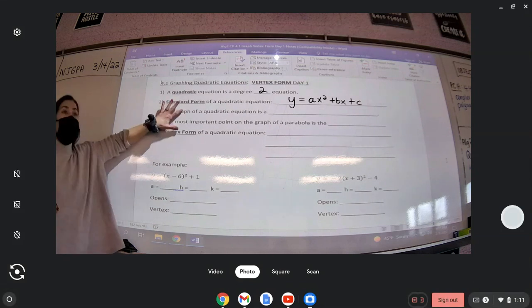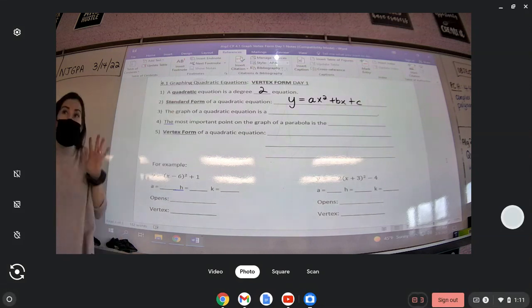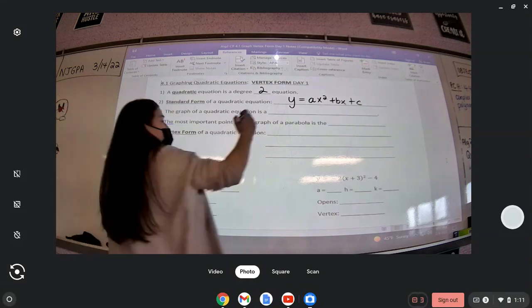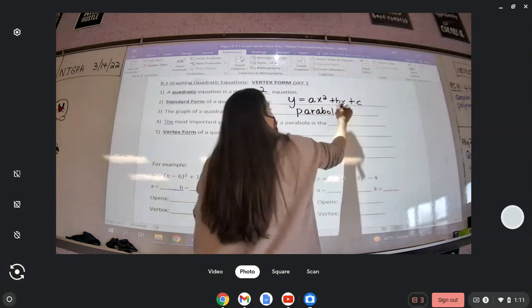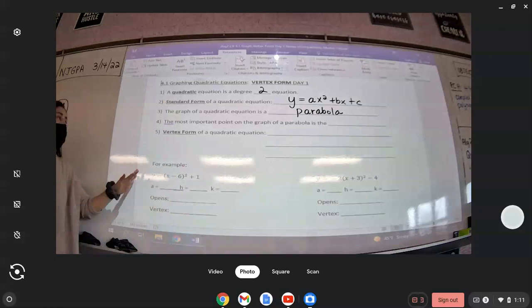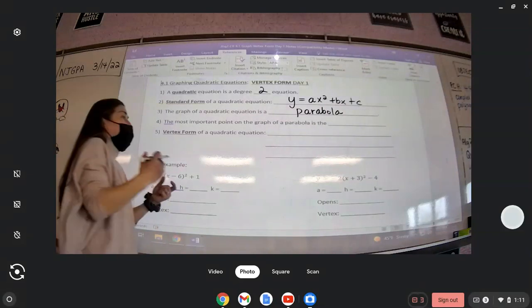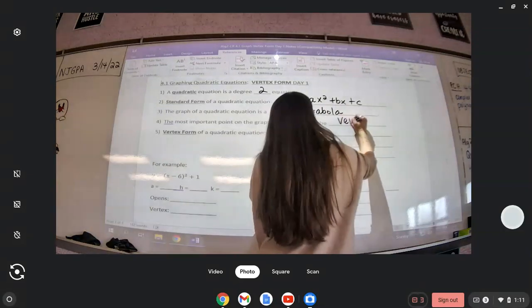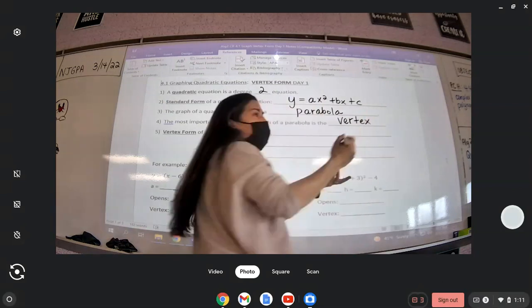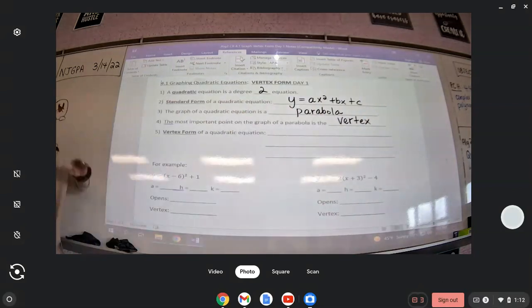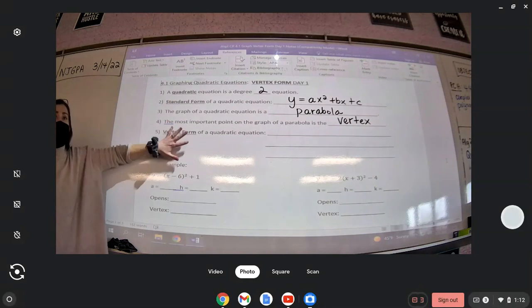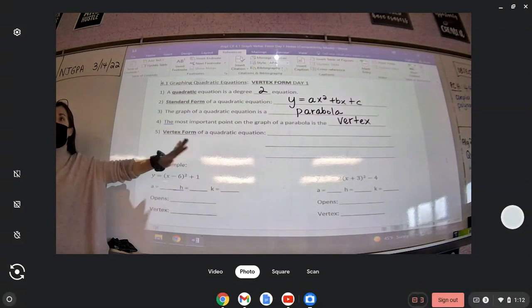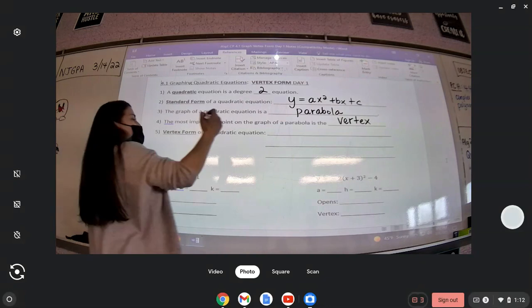All right, the graph is still going to be a parabola. We're still graphing parabolas. The most important point on the parabola is still going to be the vertex. That's what you want to get first, and then you want to start creating more points from the vertex. If you are going to be a quadratic equation in vertex form, then this is what you have to look like. This is the new formula.